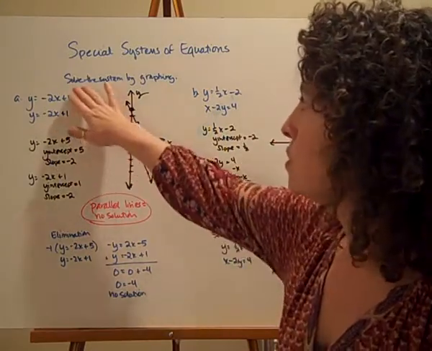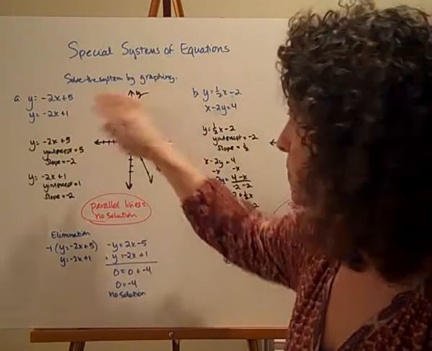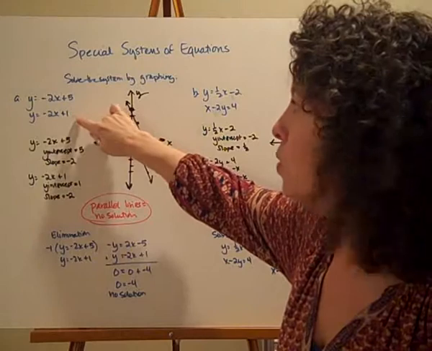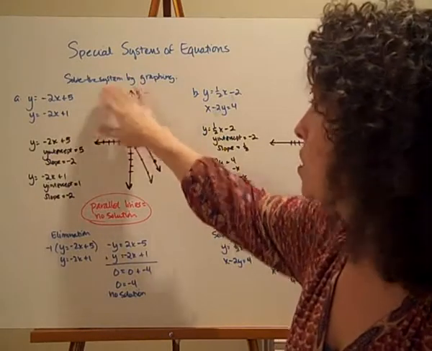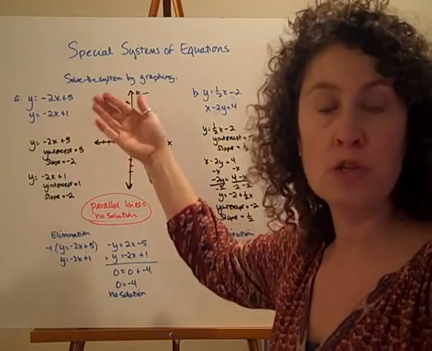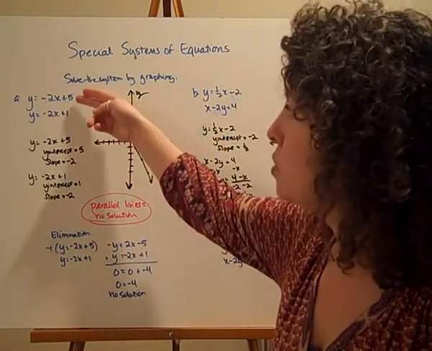So let's start with this first one. We're going to solve these by graphing. So I'm going to solve this first system, y equals negative 2x plus 5, and y equals negative 2x plus 1. So if I graph these, I want to use slope-intercept. That's going to be easier than making a table. So I'm going to use slope-intercept form here.